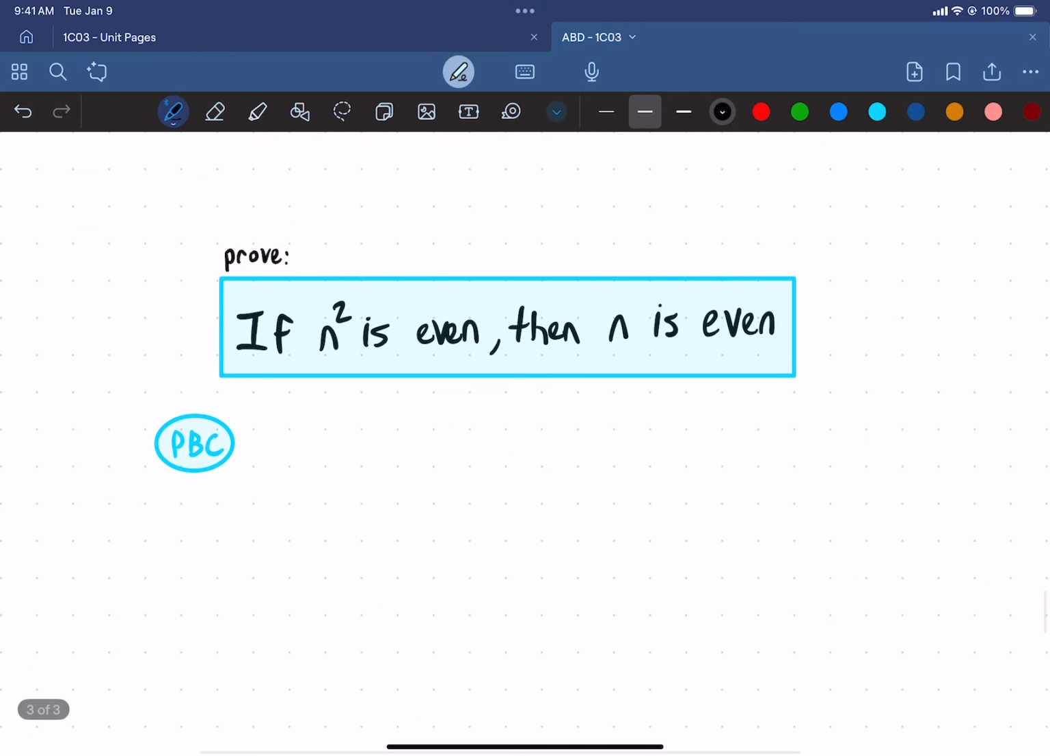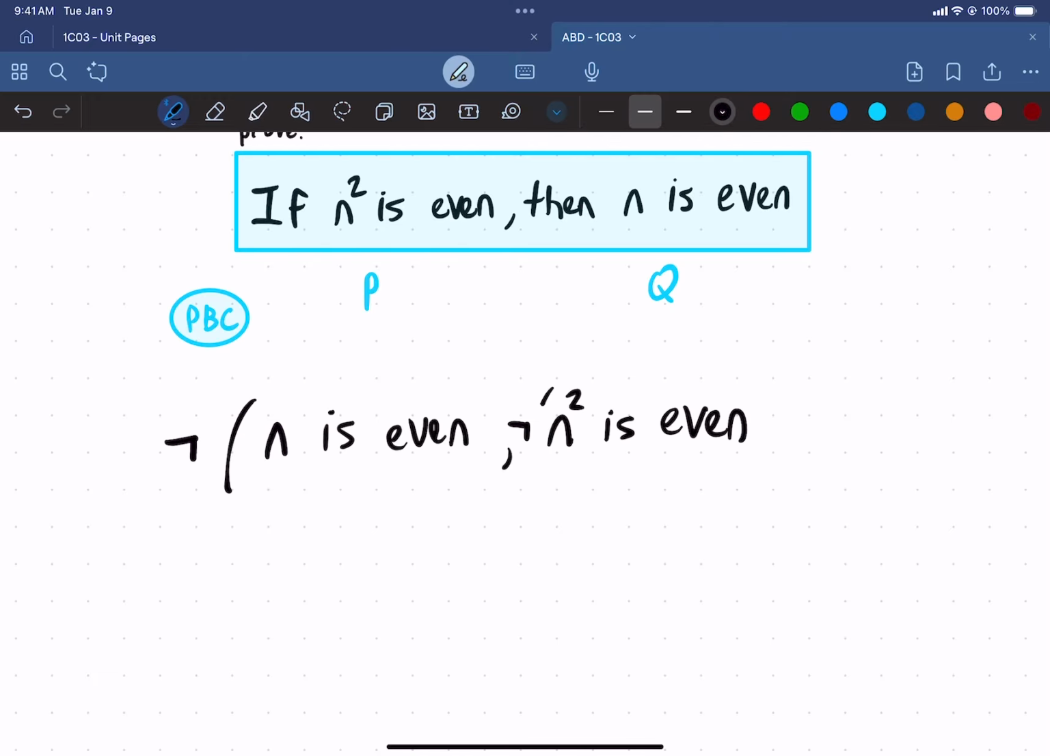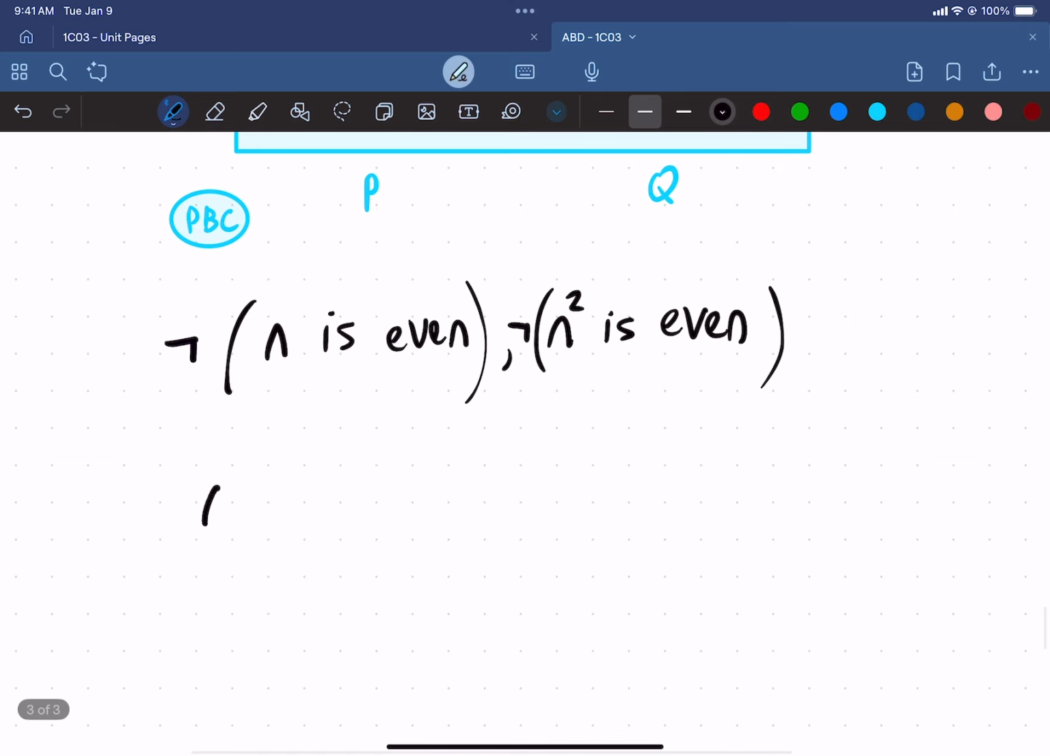We want to prove that if n squared is even, then n is also even. We can identify this as our P and this as our Q. So we say n squared is even, n is even. And then we take the negations of both sides. So what is the opposite of an even number? An odd number. So let's say if n is odd, then n squared is odd.